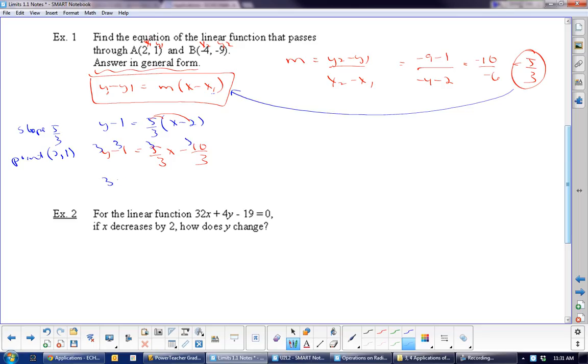So then I'll get 3y minus 3 equals 5x minus 10. Okay, so we got rid of all of our fractions. Now we must have this thing equaling 0. It doesn't matter what side you want to put it on, but why don't I put it on this side? So that would be 5x minus 3y, because -3y is coming to the other side, and then I'm going to add 3 to both sides, so that will give me -7. Okay, this is general form.